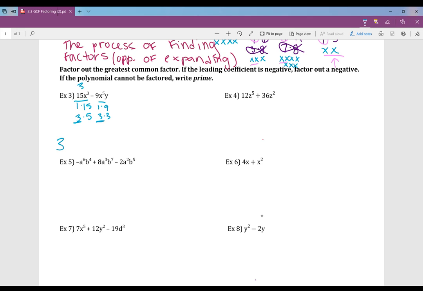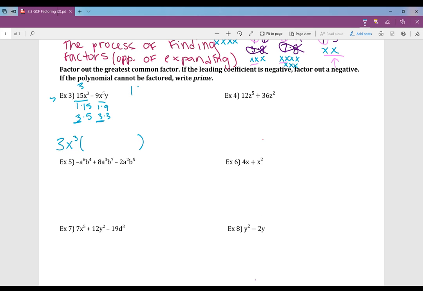With our x's, we have x cubed and x to the 5th. So our greatest common factor, the thing they have in common, is x cubed, right? They both have at least 3 x's. And then only the 9x to the 5th y has a y, so we can't pull out a y because they don't both have a y in common. So now, since we're factoring, we need to figure out what's left when we pull out that 3x cubed so that we can find our two factors that multiply to the 15x cubed minus 9x to the 5th y.